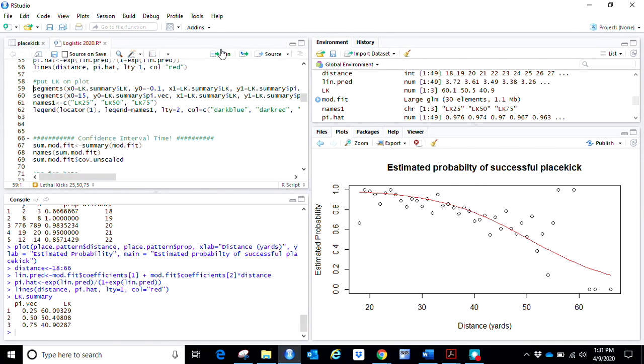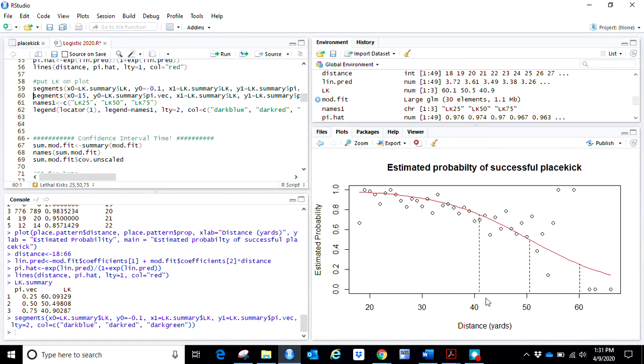So if I run just this line of code, it's going to put these 3 dashed lines here. That one about 40 yards gives me that 75%. That 50.5 yards gives me the 50%. And that 60 yards will give me the 25%. So it's giving me lines to kind of show you how I created those numbers. The next line segment is really just doing the same thing of doing the 75% to match up over here, the 50% to match up over here, and the 25% to match up over here.